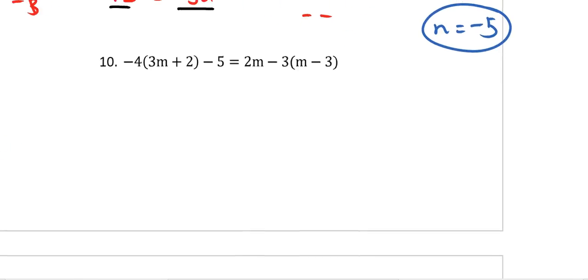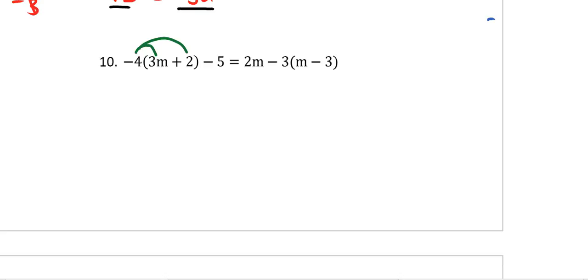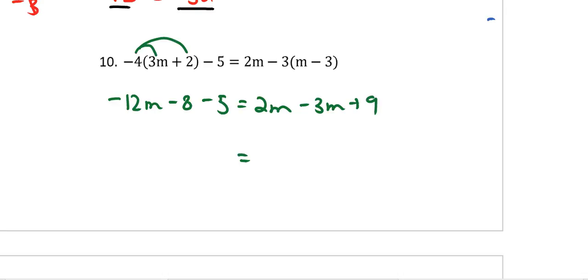So for question number 10, the concepts are still the same. It's just the numbers and expressions get a little bit longer here, but we still distribute, or rainbow. That'll be negative 12m, and this will be minus 8. Minus 5 equals 2m minus 3m plus 9. Alright, let me just combine these terms right here. 2m minus 3m will be negative m plus 9. And then over here I have negative 12m, and if I combine these terms, negative 8 minus 5 is going to be negative 13.